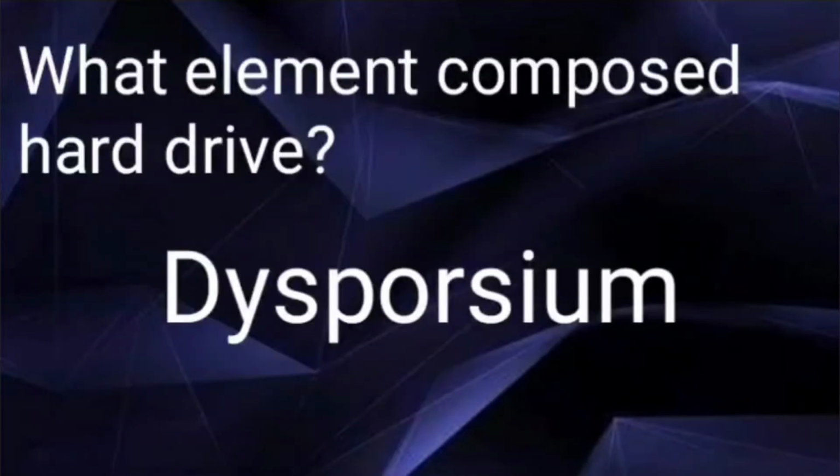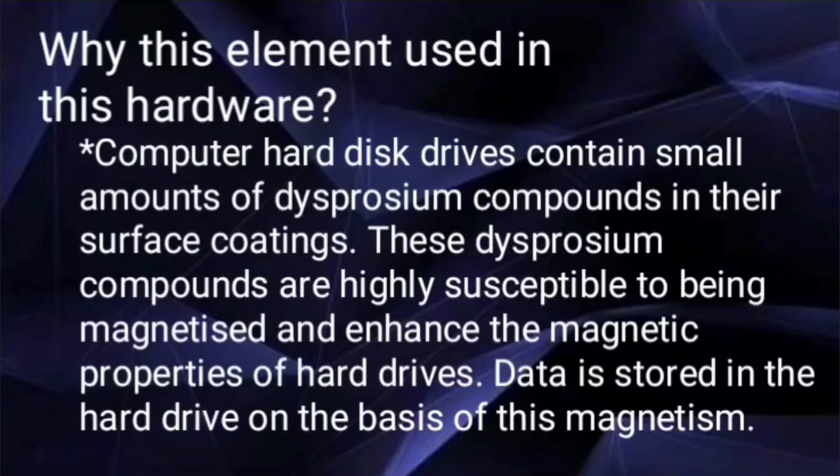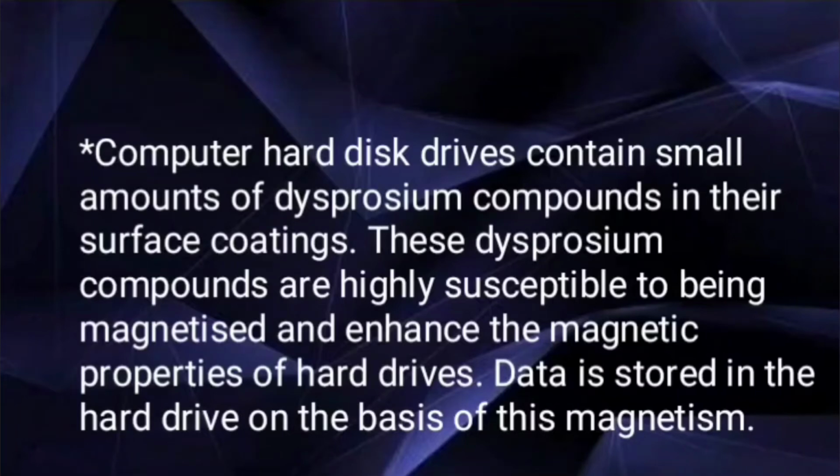Hard disk drive is composed of dysprosium. Computer hard disk drives contain small amounts of dysprosium compounds in their surface coatings. These dysprosium compounds are highly susceptible to being magnetized and enhance the magnetic properties of hard drives. Data is stored in the hard drive on the basis of this magnetism.